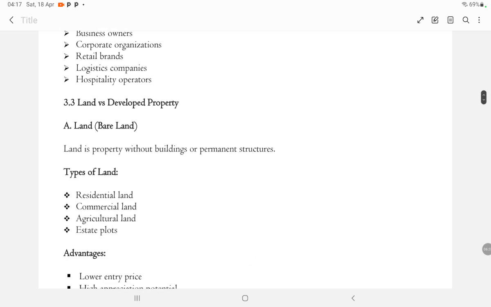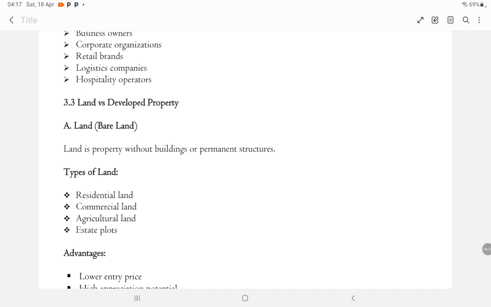Let's quickly look at land and developed properties. Land is property without a building, or permanent structure. It is on land that has no building on it yet. We call it land. The types of land we have: residential land.